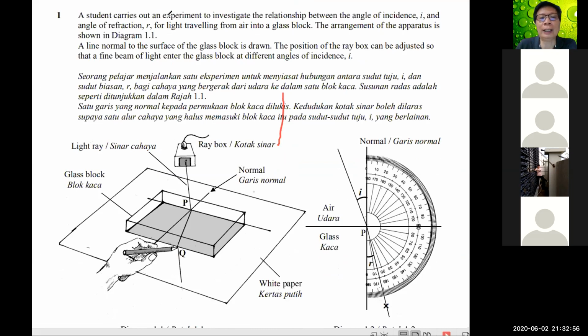A student carries out an experiment to investigate the relation between the angle of incident I and the angle of refraction R. It's here, in this diagram. You see the light coming?